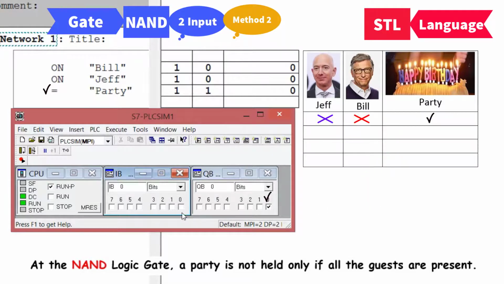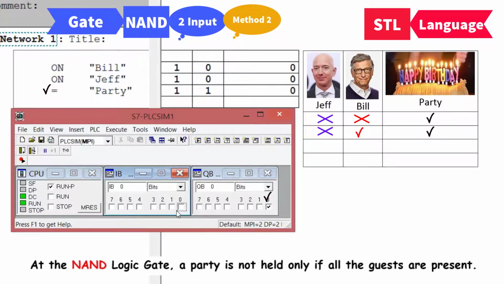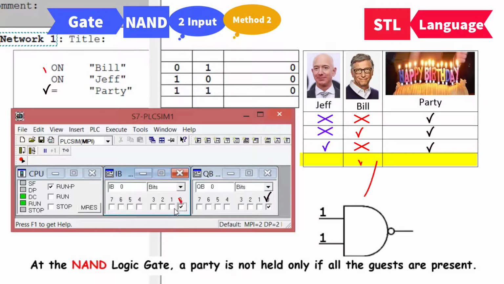After downloading, I test the program. You can see that out of 4 possibilities, only in one possibility, a party is not held, and that is in a situation where all the guests are present.